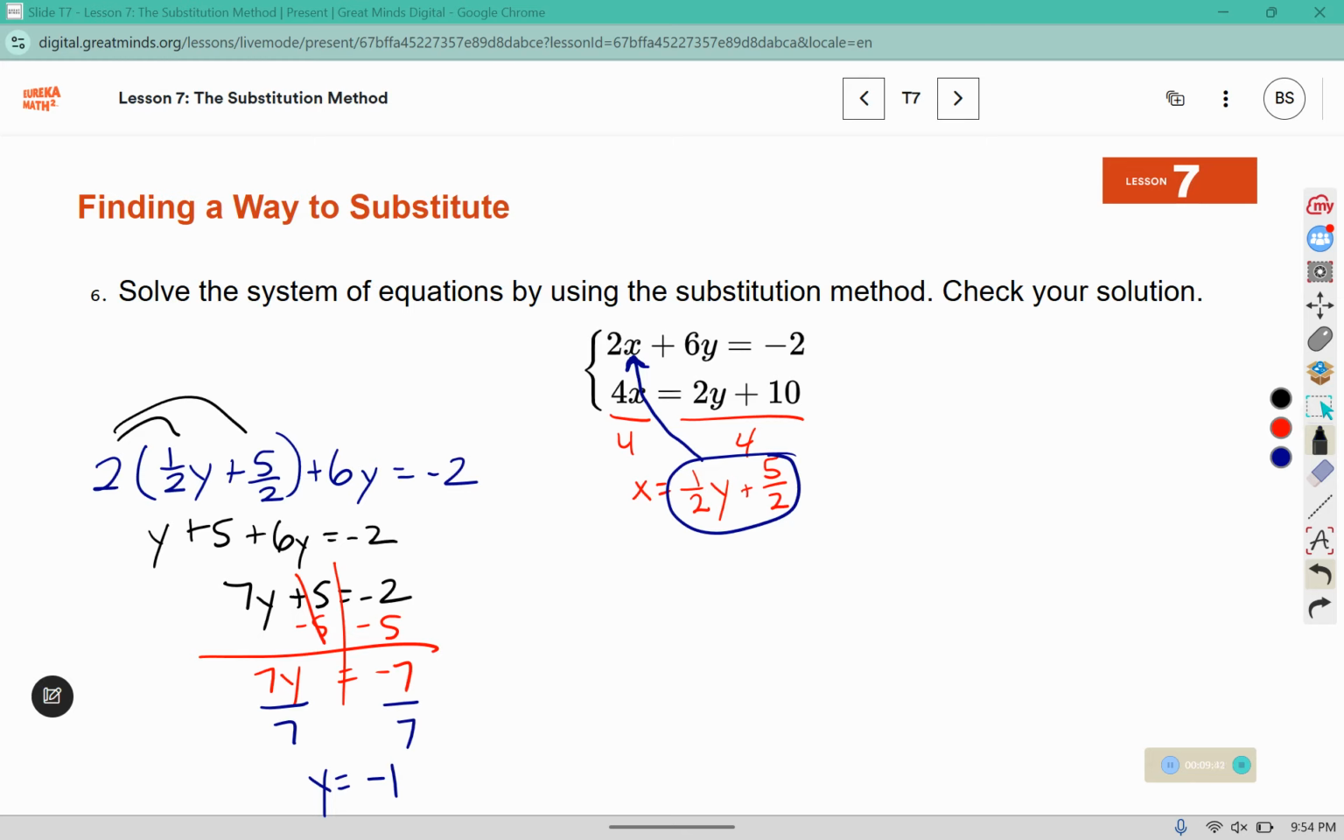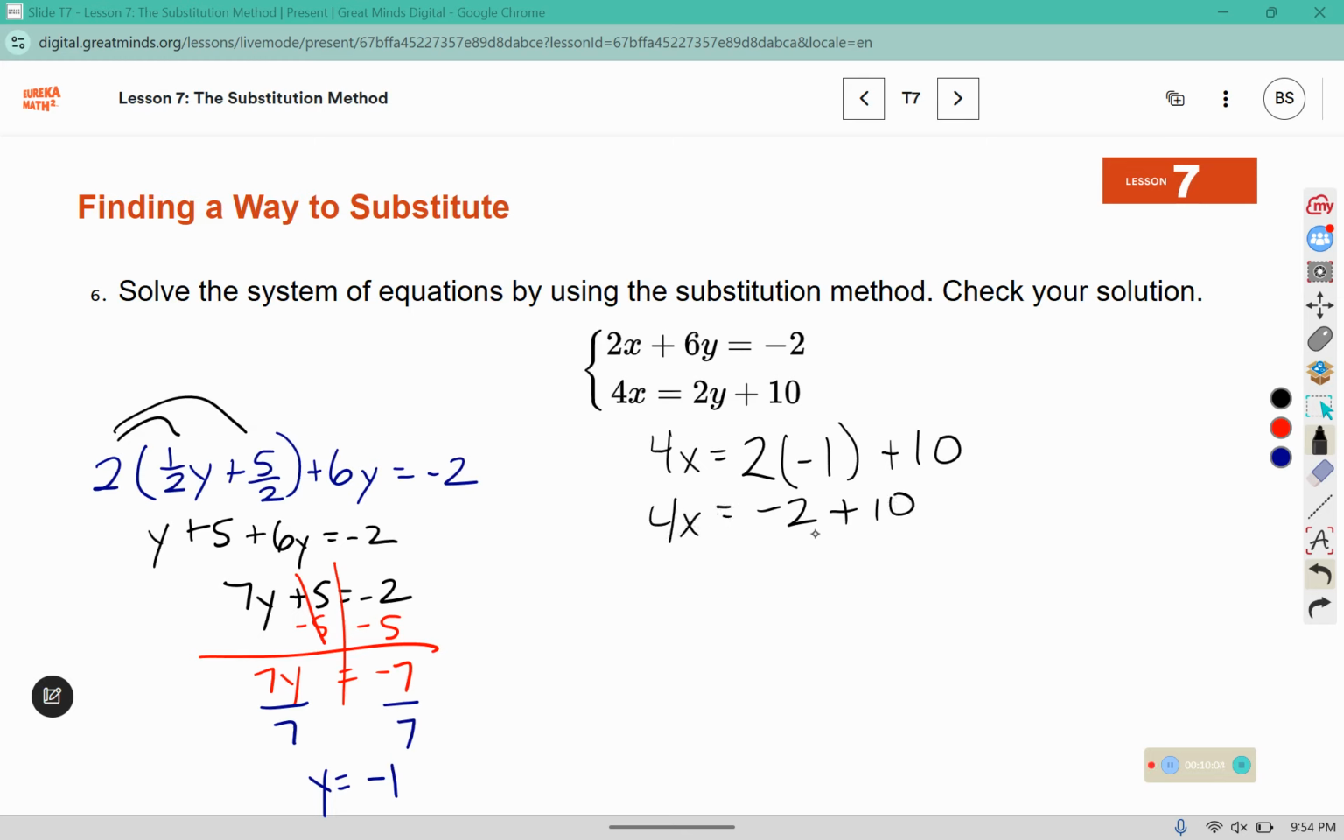We can plug it back into one of these original equations. 2 times negative 1 is negative 2. Negative 2 plus 10 is 8. So to solve it for x, we divide both sides by 4, and x equals 2. Don't forget to write your solution as a set of coordinates.